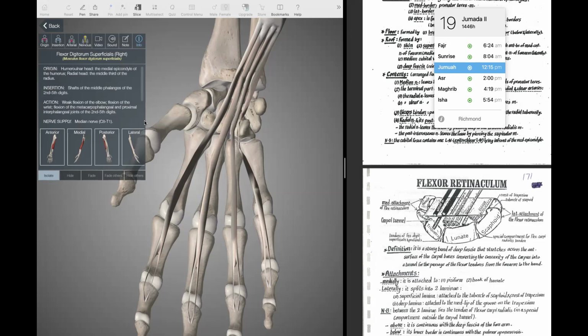Origin, medial epicondyle. One head, the second head, middle third of radius. The insertion, shafts of middle phalanx 2 to 5. Action, the most important one, flexion of metacarpophalangeal joint and proximal interphalangeal joints of 2 to 5. But just say it flexes the fingers. That's all that you have to say. Nerve supply median.